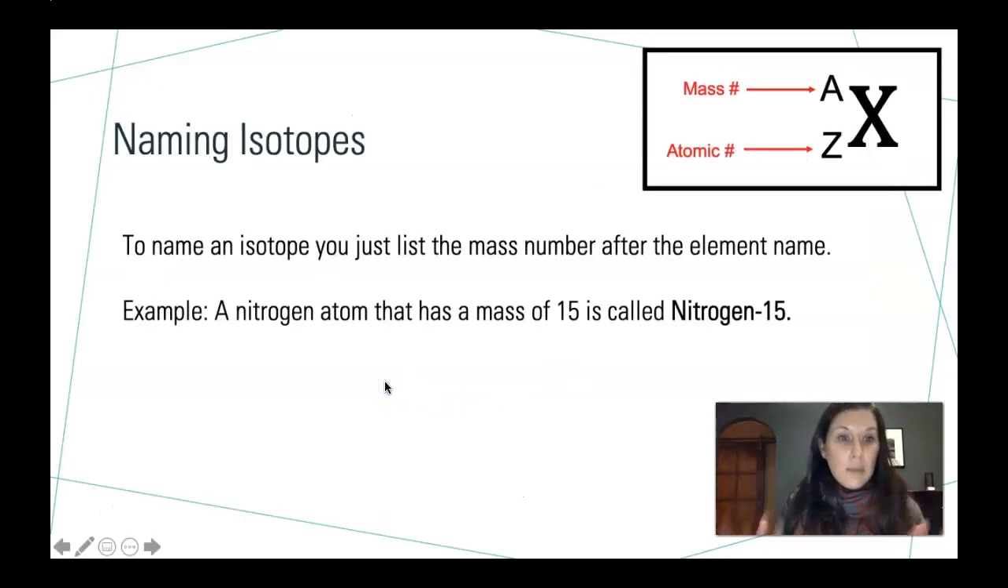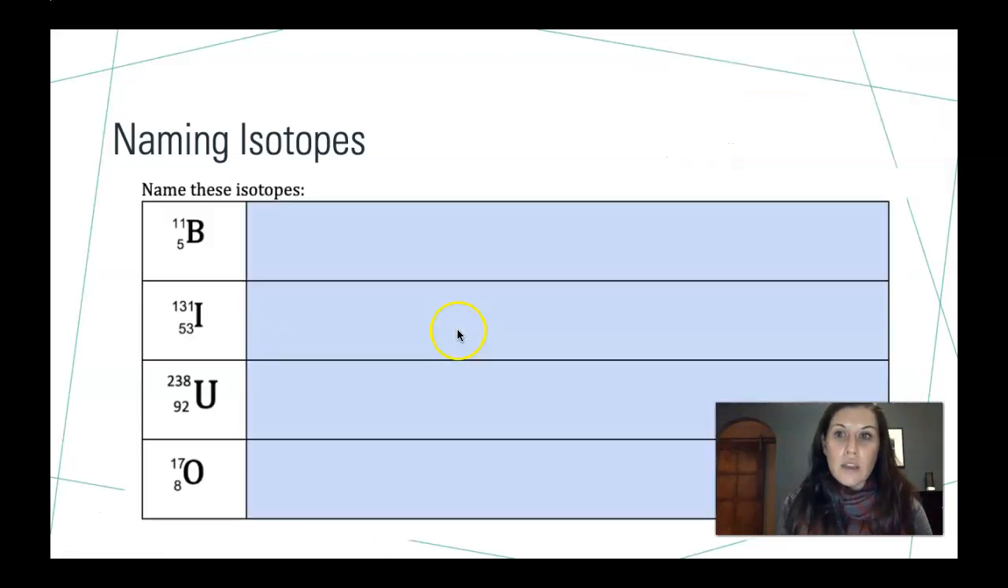Okay, so naming an isotope. There's a convention for naming this, and it's very straightforward. You just name the element, and then you list the mass number after the element's name. For example, a nitrogen atom that has a mass of 15 is called nitrogen 15. Okay, pretty straightforward. So let's go ahead and name these isotopes.